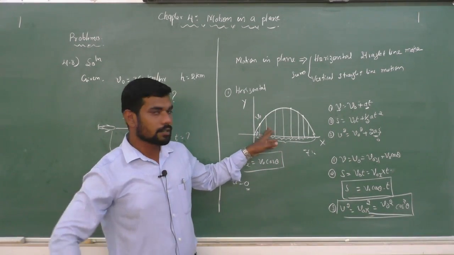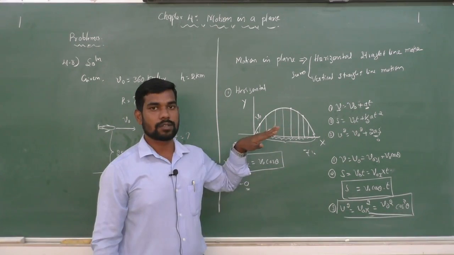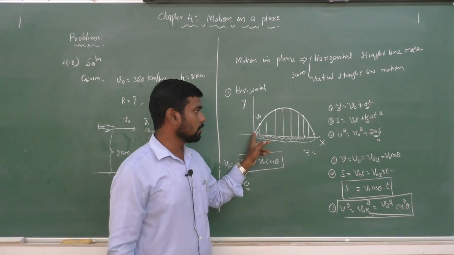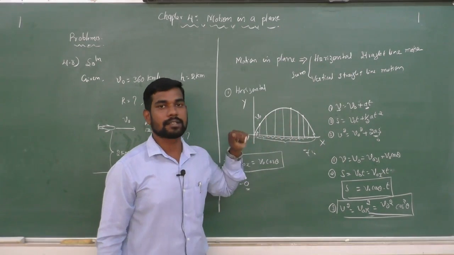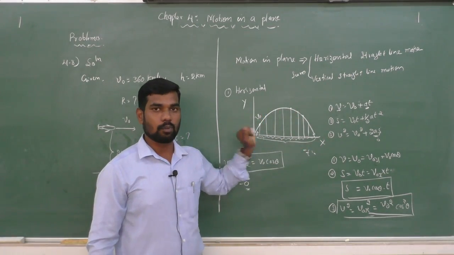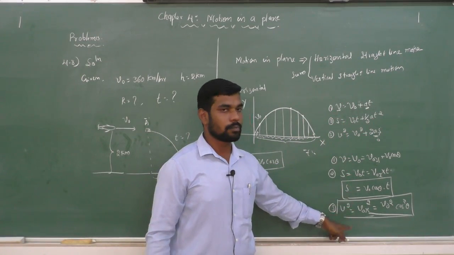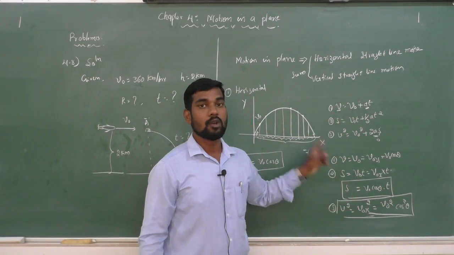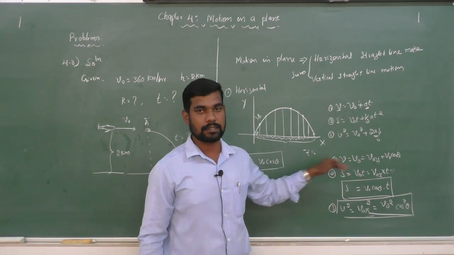These are the horizontal equations of motion of a projectile. When a projectile moves from one point to another, in the horizontal direction, the horizontal displacement and horizontal motion can be given by these three equations of motion, in the x direction.